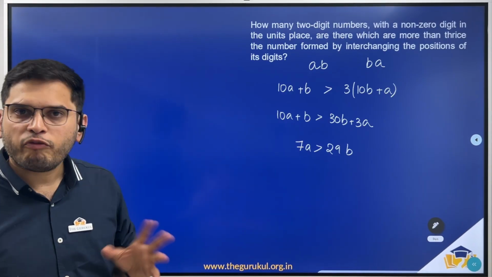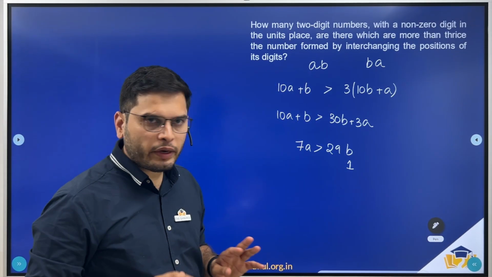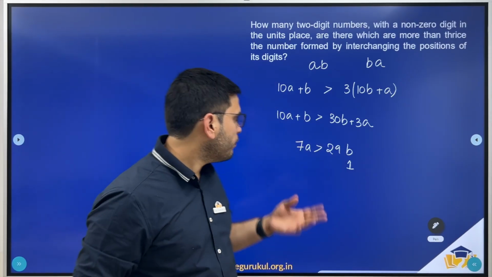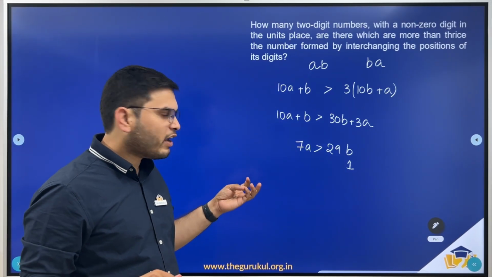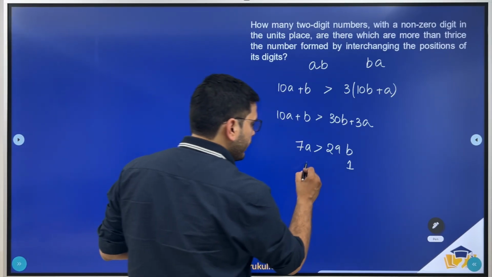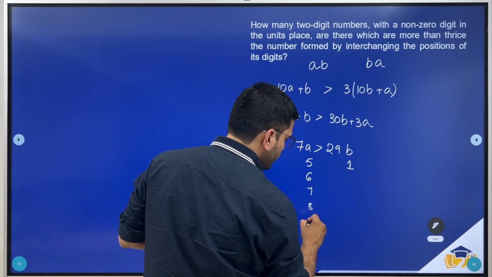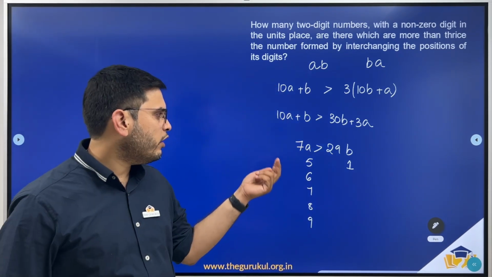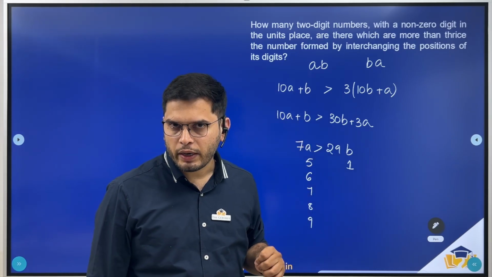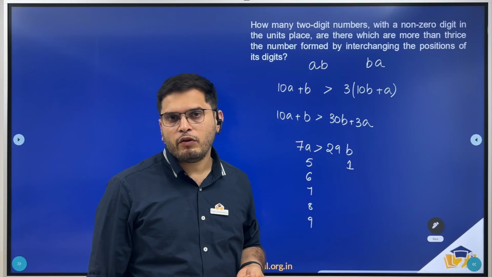B should be a non-zero digit, so the minimum value of B should be 1. Now if B is 1, 29 into 1 is 29, so on the right hand side you have 29. What should be the value of A? A cannot be 1, 2, 3, or 4, right? So A could be 5, 6, 7, 8, or 9, because 7 into 4 is 28, which is still less than 29. So when B is equal to 1, you have 5 possible values for A.